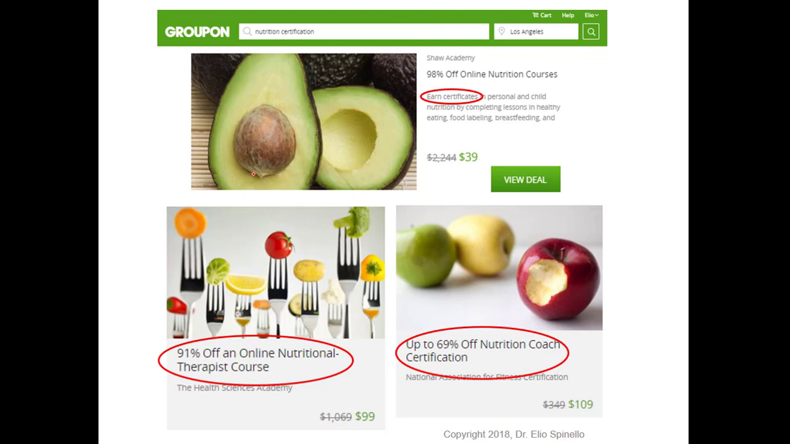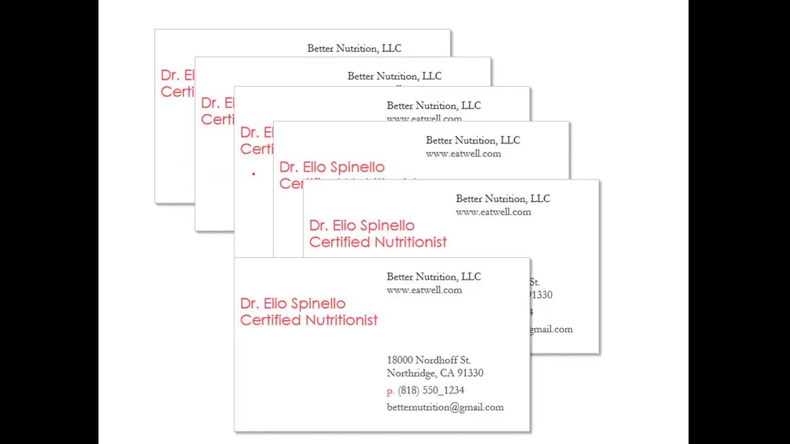So with any of these, you can call yourself a certified nutritionist. Are you really getting the training? No, you're not. And people who claim these are not. But this is what happens. So I could very legitimately go out and make up these business cards that say Dr. Elio Spinello, certified nutritionist, after spending $39 at Groupon. And I can tell you that I honestly have very little formal training in nutrition. And not only that, I would make the worst nutritionist in the world because I would go out and tell people to eat more In-N-Out burgers. But I could very legally make up cards that look just like these. There's absolutely nothing on that card that would be in any way illegal.